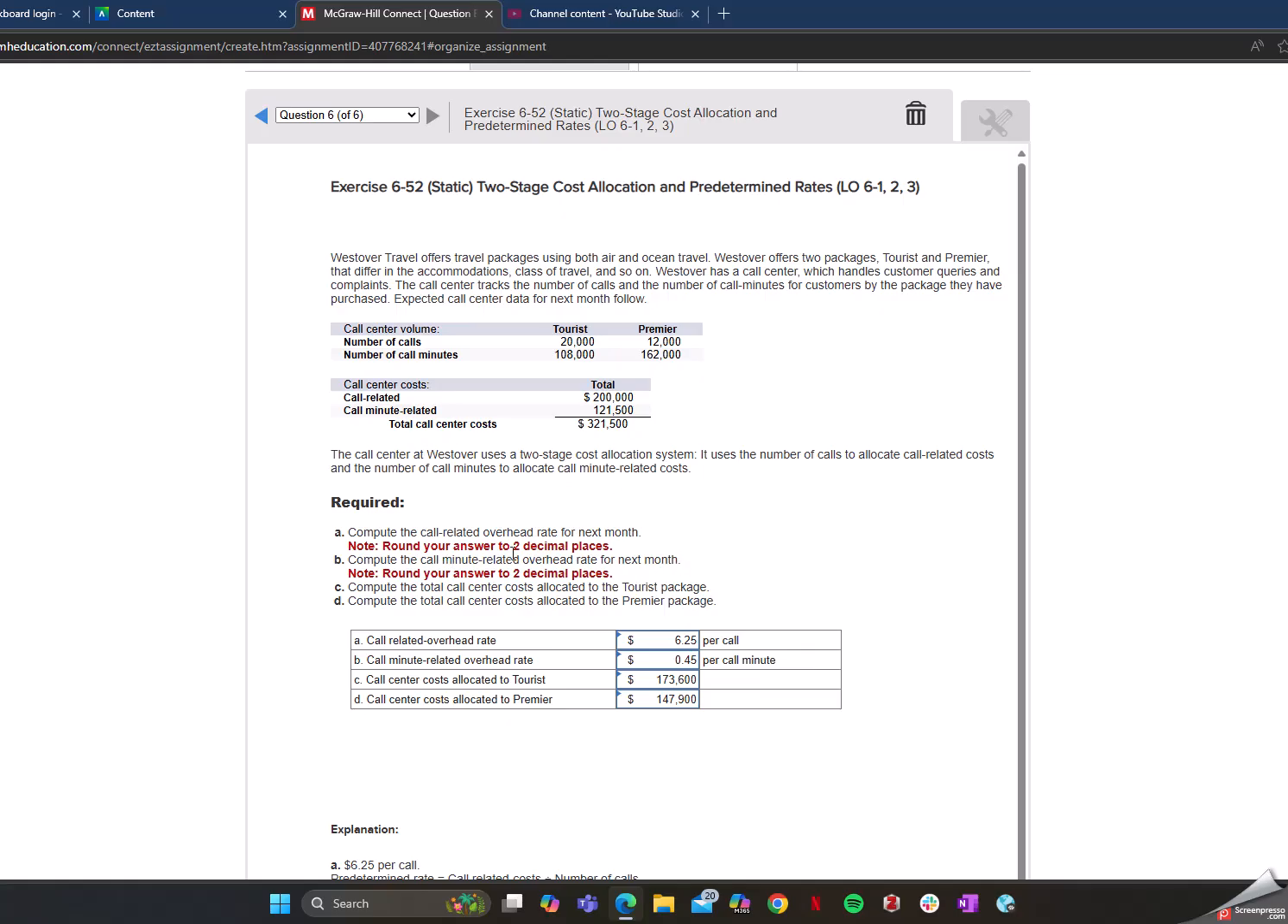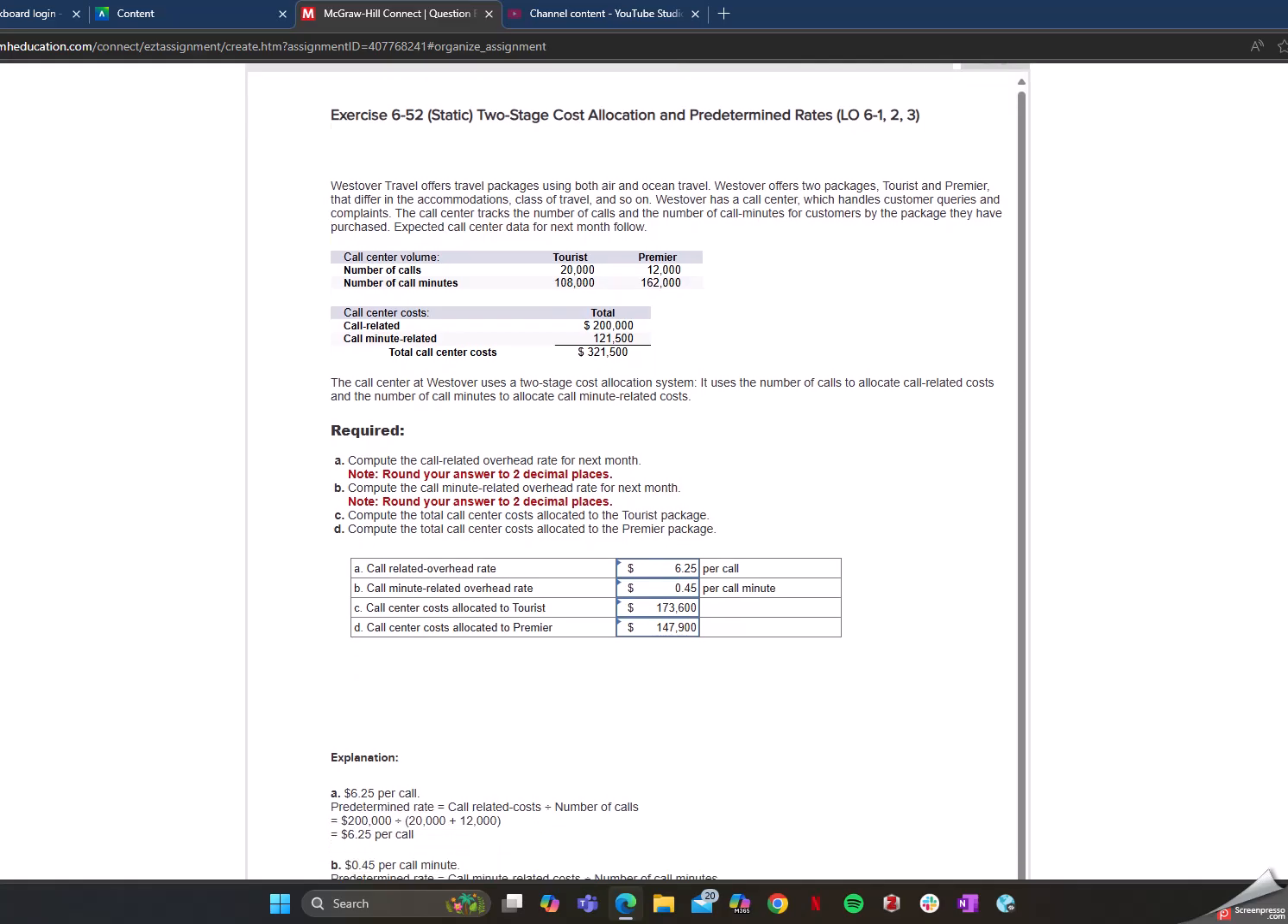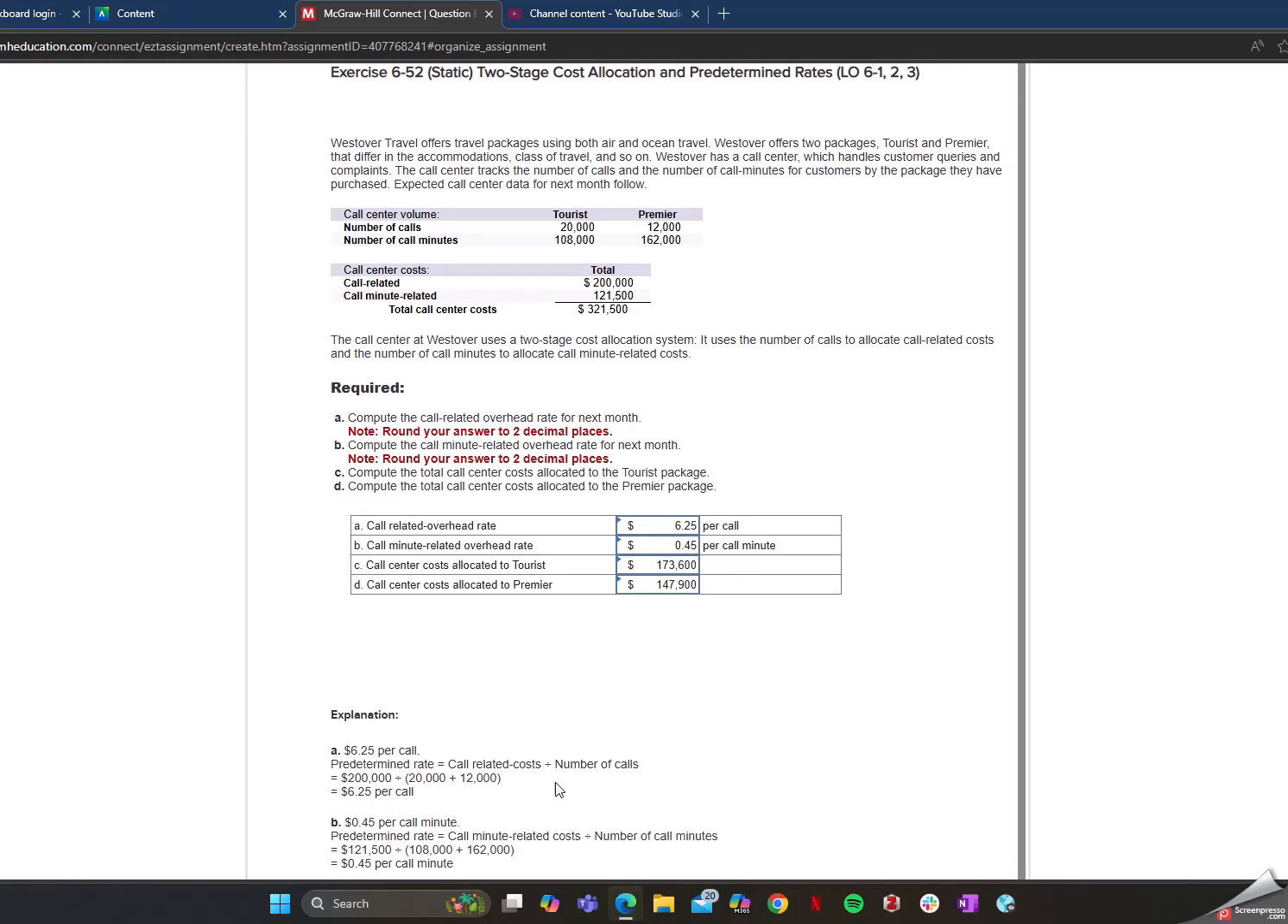So compute the call related overhead. So we're going to take our call related costs of 200,000 and we're going to divide those by our number of calls, divided by the 32,000. So if I come down here, you can see 200,000 divided by the 32,000 gives us that $6.25 per call.